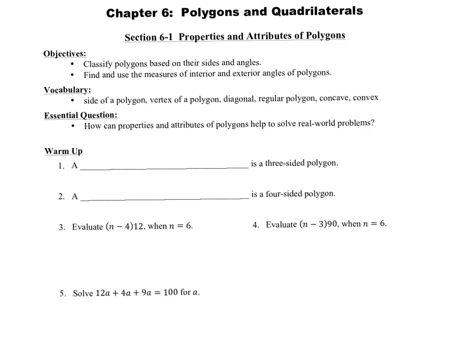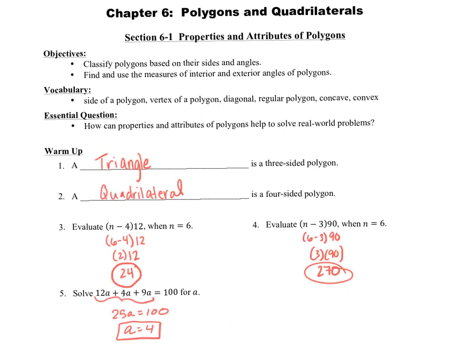This is 6-1, Properties and Attributes of Polygons. Try the warm-up problems and hit play when you're ready to see the answers. Here are the answers to the warm-up problems: triangle, quadrilateral, 24, 270, and 4.